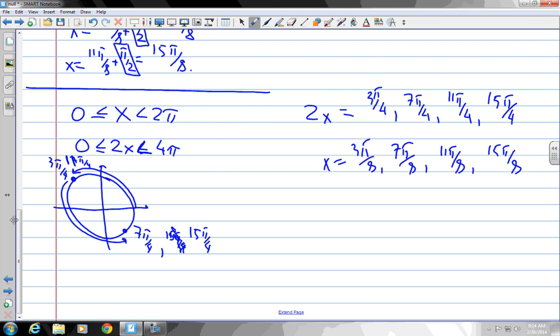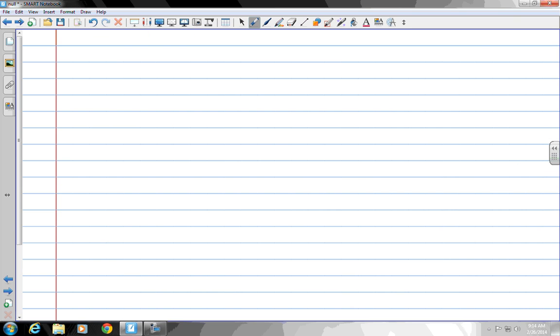I don't see anything with double angles. Well, this kind of has a double angle. So here's an example: cosine of 2x times sine x plus sine x equals 0.